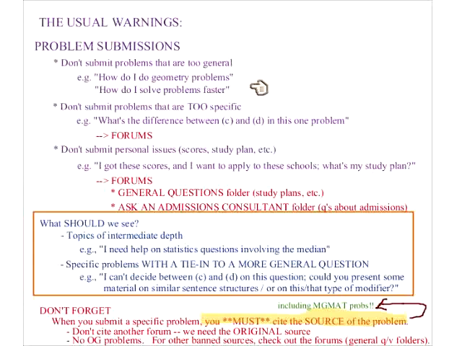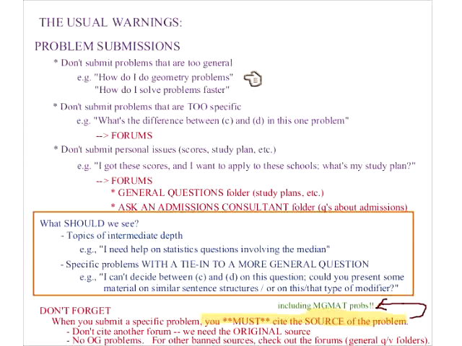Problem submissions. People are still submitting problems every week that violate these guidelines, so be sure to pay attention to them. This is the big red flag that people are still doing all the time. Do not submit problems that are too general. Some people are asking questions like, how do I solve problems faster? Or how do I do geometry problems? This is not stuff you could address in one study hall. These topics are too broad.